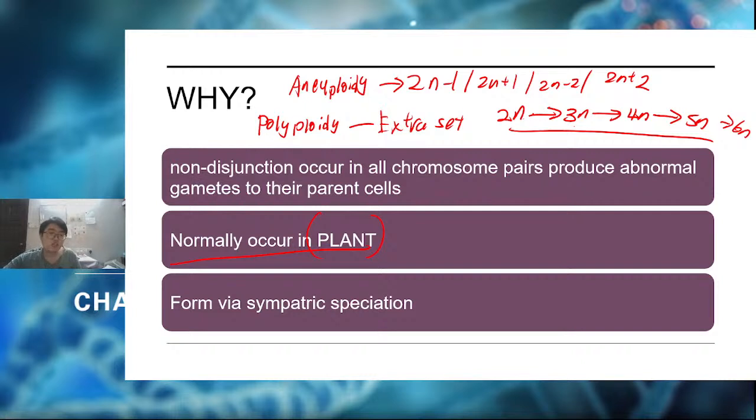So non-disjunction, because why does this happen? Because non-disjunction occurs at all chromosomes. So yang tadi aneuploidy hanya satu kromosom sahaja. That is sex chromosome. Normally it occurs at the sex chromosome only. Because meiosis, right? So it is only including sex chromosome.